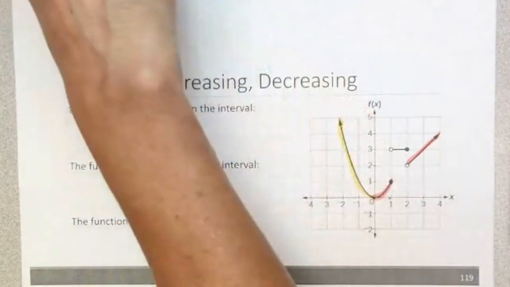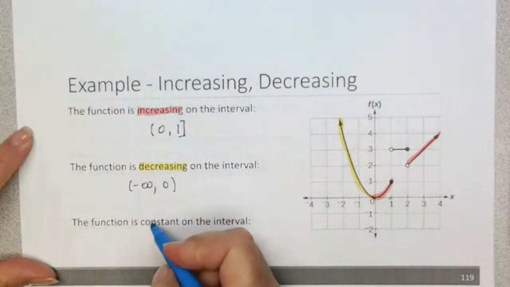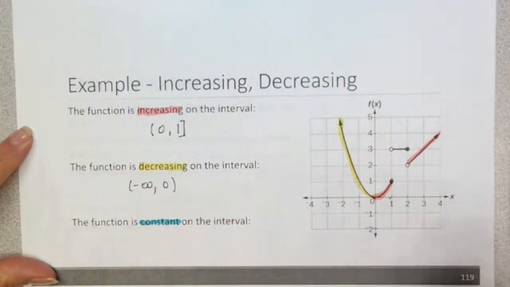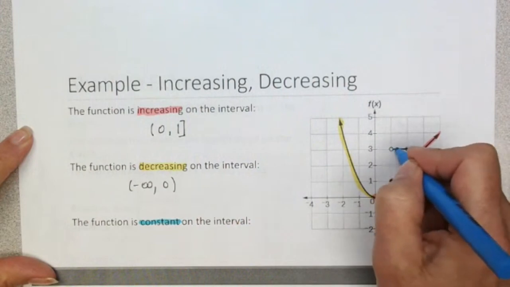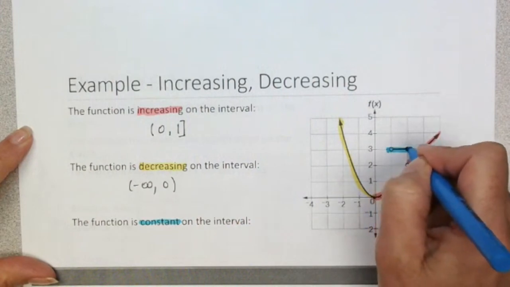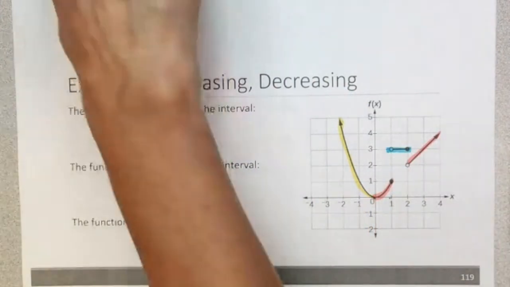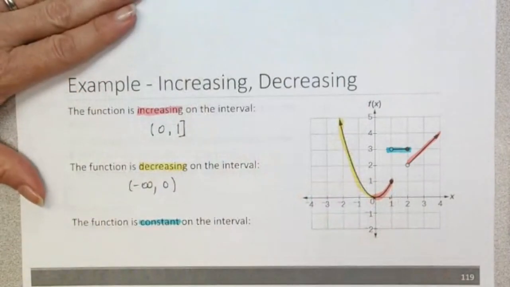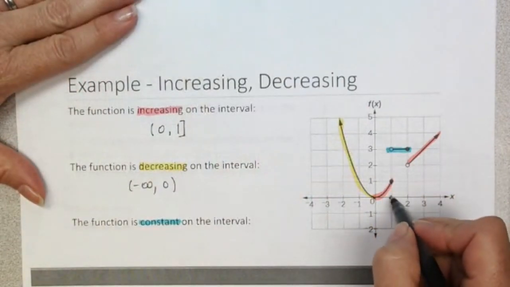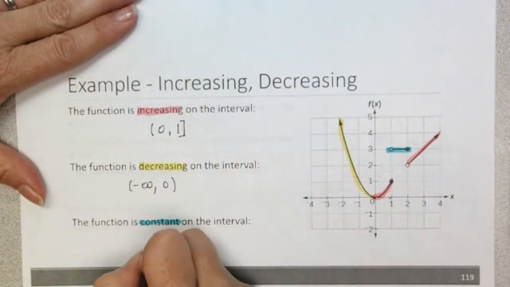Okay, and this function does have a constant interval, doesn't it? The constant interval, let's highlight that in blue. Looks like here's the constant interval. As x increases, y does not increase at all. So that interval looks like it starts just after 1, okay?